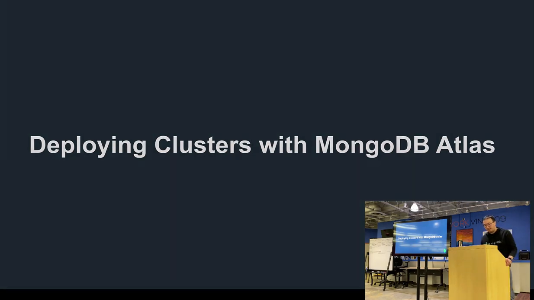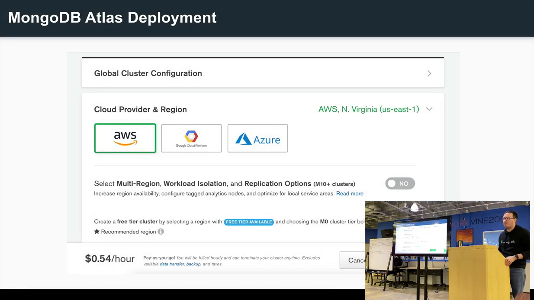So, deploying with Atlas. This is a screenshot walkthrough. It's a very short process. You would go to cloud.mongodb.com, create an account, sign in, and you would be presented with the option to deploy a new cluster. You have three providers here: AWS, Azure, and GCP, which is Google's.